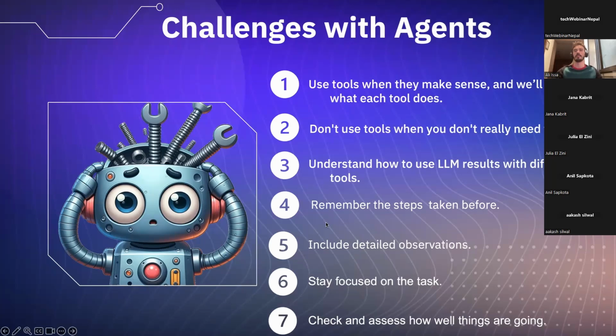Another challenge is to check and assess how well things are going, which is basically evaluating an agent, which is a difficult part. If you want to evaluate an agent, what are the metrics? What is right and what is wrong? How are you going to evaluate it? It depends on each use case, on what you are working on, but this is also a challenge in choosing the right metrics.